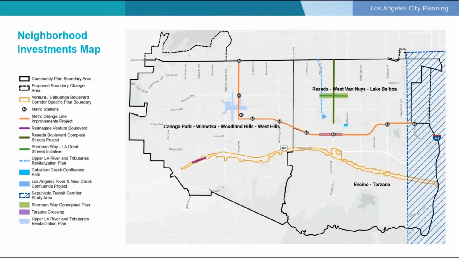Some examples shown on the map include the Sepulveda Transit Corridor Study Area. Metro is making strides to improve travel between the San Fernando Valley, the West Side, and LAX, with a high-capacity public transportation option that will provide more options for traveling in this area. We also have the Metro G-Line Improvements Project.